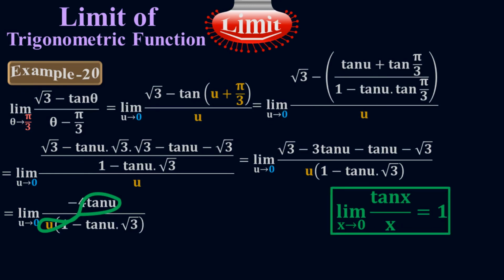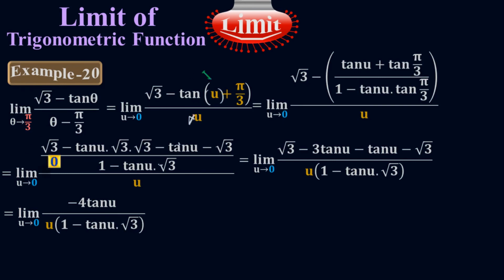When I apply this formula, it equals negative 4 times 1 times 1. I have negative 4 here, and for tan u over u, I'm going to put 1. For the rest of the term, I'm going to directly put u equals 0. Tan 0 is 0, so 0 times √3 will be 0. This whole term will be 0. I will have 1 minus 0, which is 1, so I will have 1 over 1, which is 1.